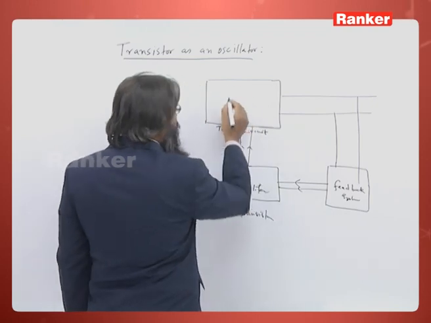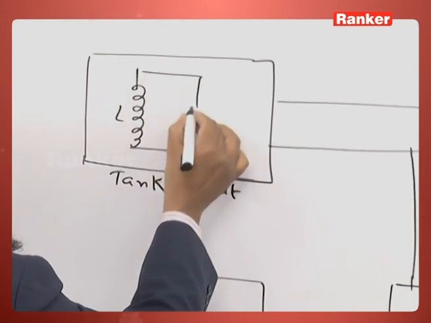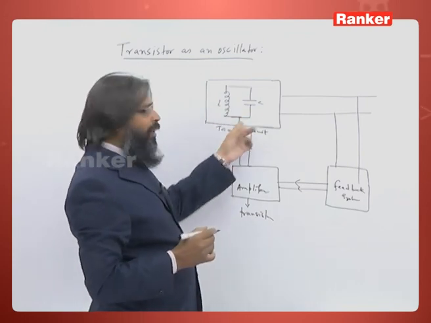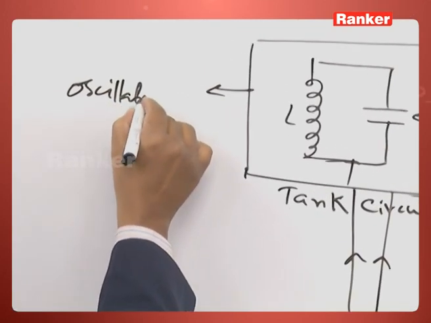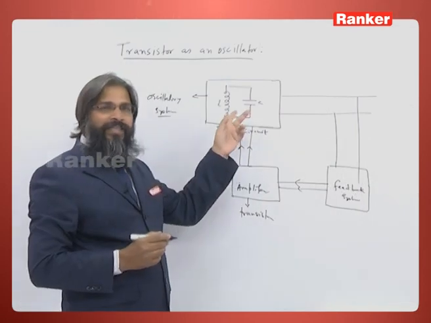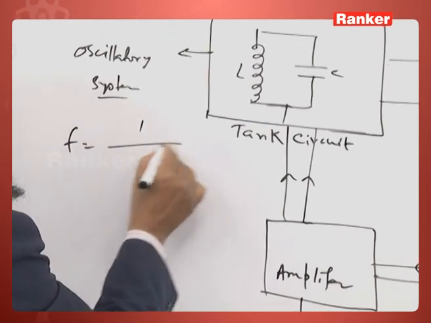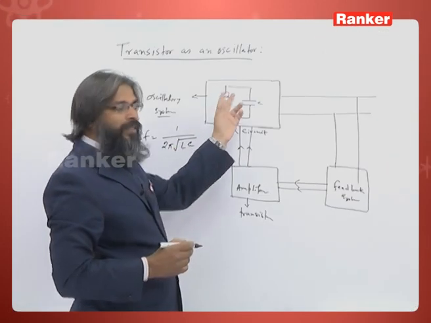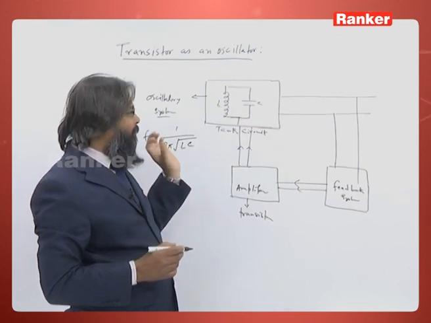Inside this there is an inductor L and there is a capacitor C. This is a tank system, this is the oscillatory system. In this system, electrical oscillations are sustained and produced with a frequency of f is equal to 1 by 2 pi root over LC. This is the frequency of oscillation sustained in this tank circuit, L and C in parallel.